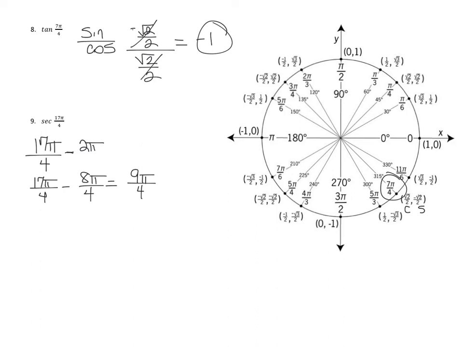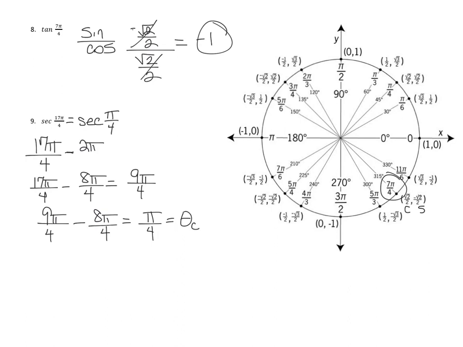Okay, but that's still bigger because we know 2 pi would be 8 pi over 4. So let's take it one more time. 9 pi over 4, and we can subtract 2 pi, which is, once again, 8 pi over 4. 9 pi minus 8 pi gives me pi over 4. So we call this the coterminal angle. So the secant of 17 pi over 4 is the same thing as the secant of pi over 4, because the angles are coterminal. So if we can find the secant of pi over 4, we know it's the exact same thing as the secant of 17 pi over 4.